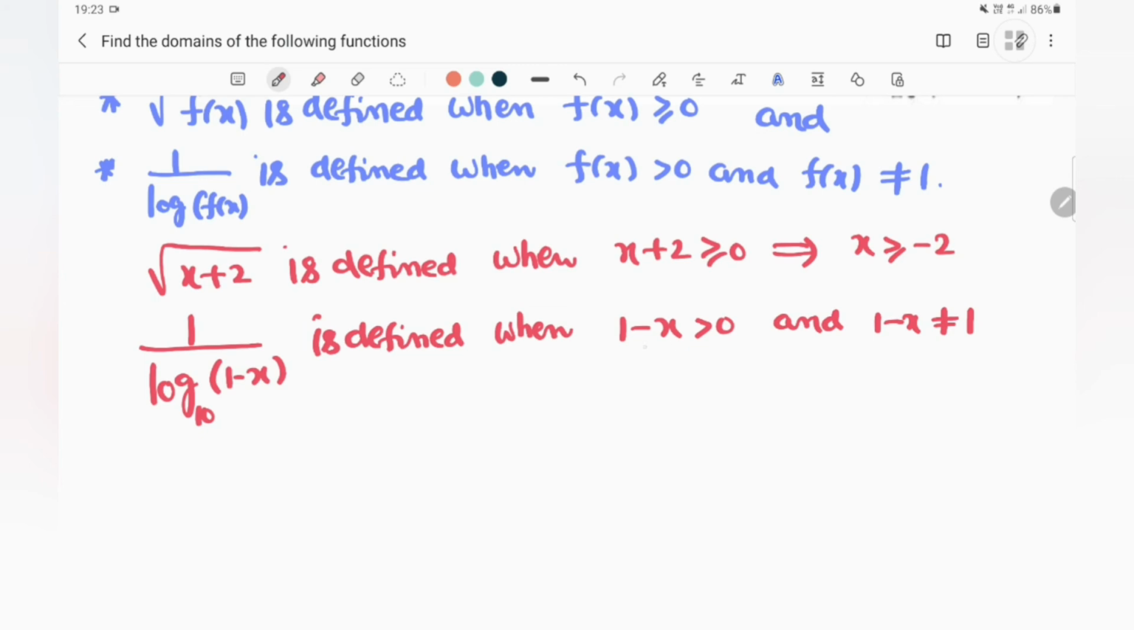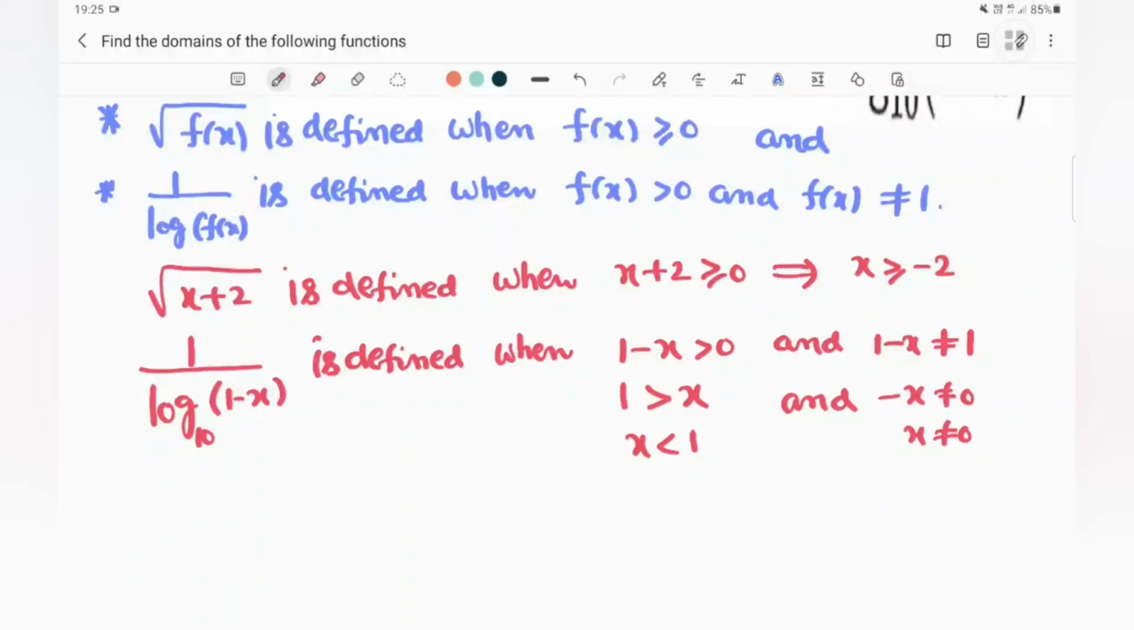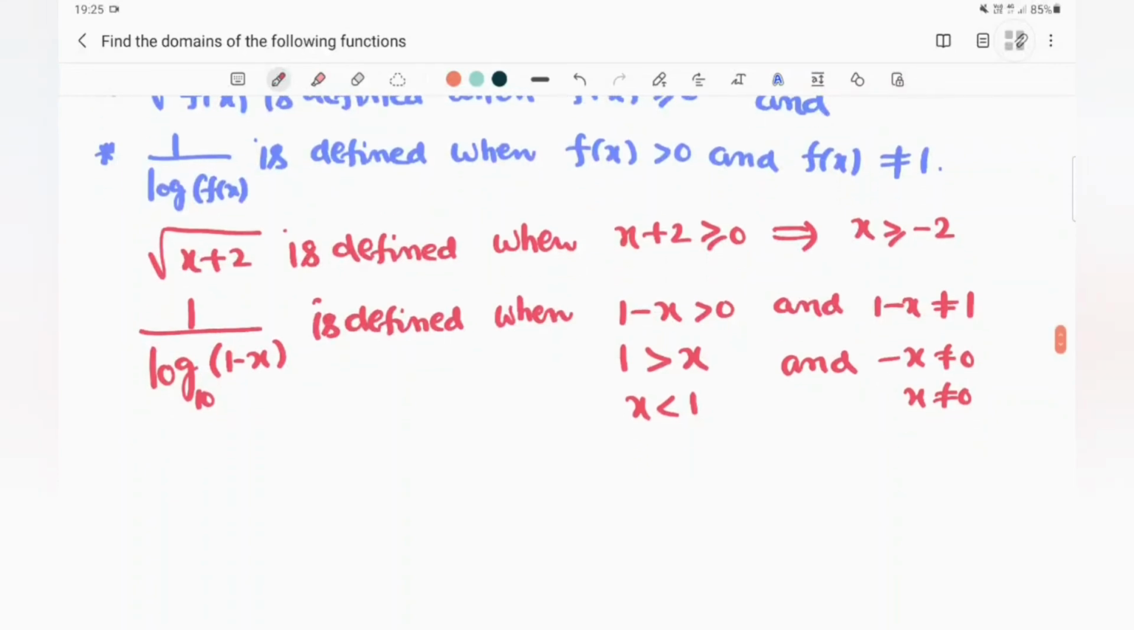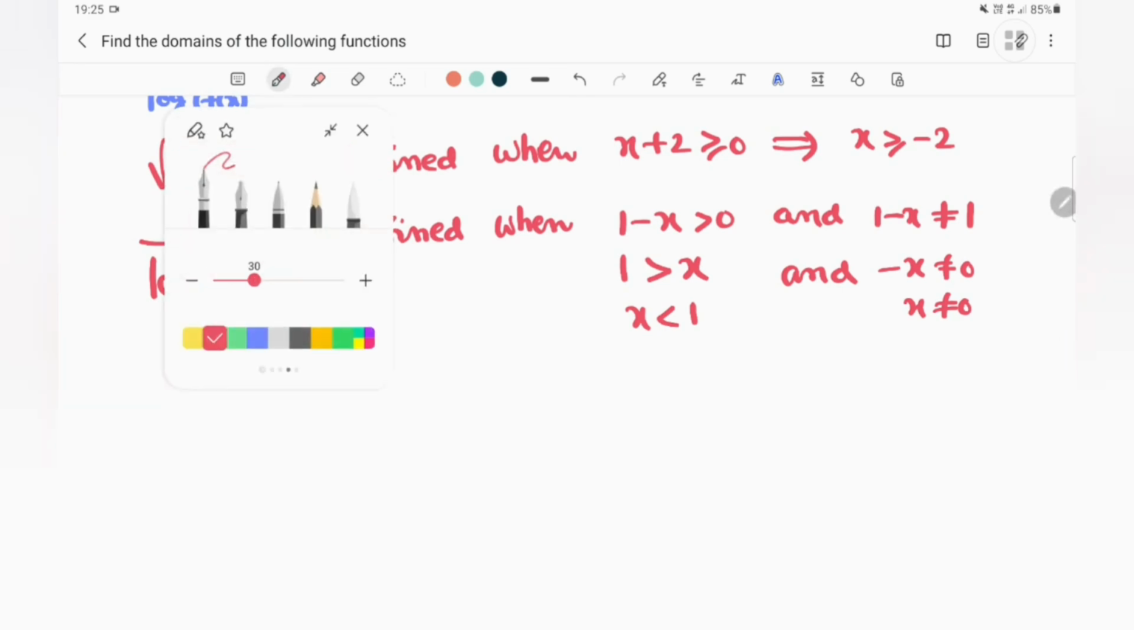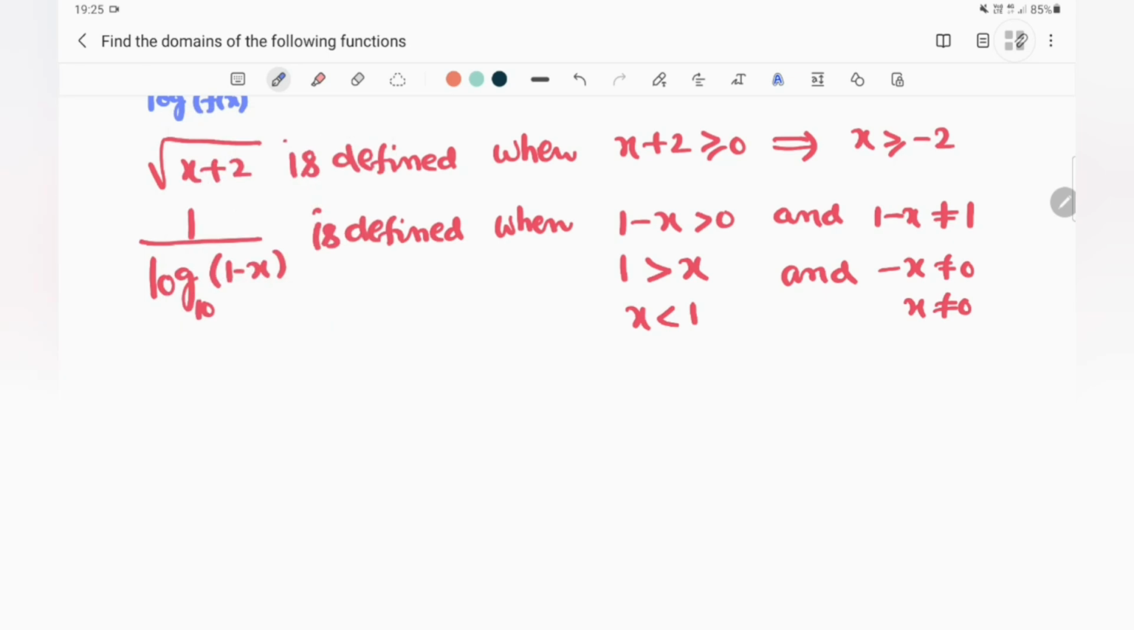So, 1 minus x is greater than 0 means 1 is greater than x, that means x is less than 1, and here 1 gets cancelled, minus x is not equal to 0. So, x is obviously not equal to 0. So, this information we will provide on the real number line and we will get the conclusion on the domain. The conclusion we are going to give is x is greater than or equal to minus 2, x is less than 1 and x is not equal to 0. First you have to draw the real number line. On that real number line we will give the conclusion.